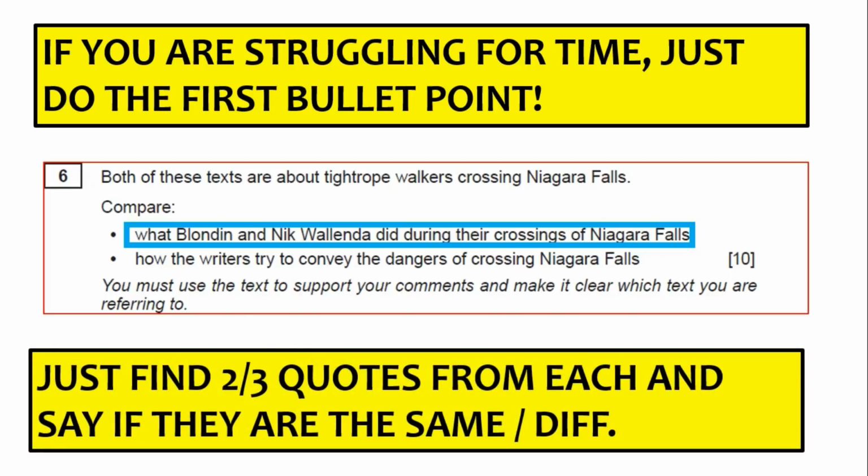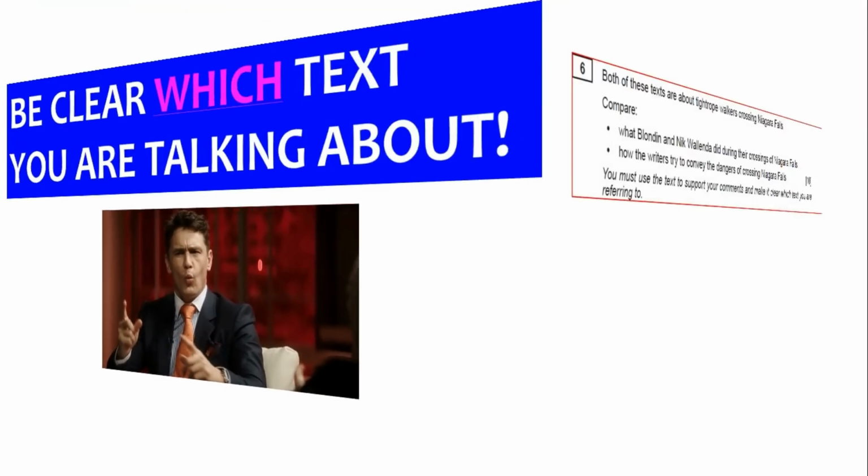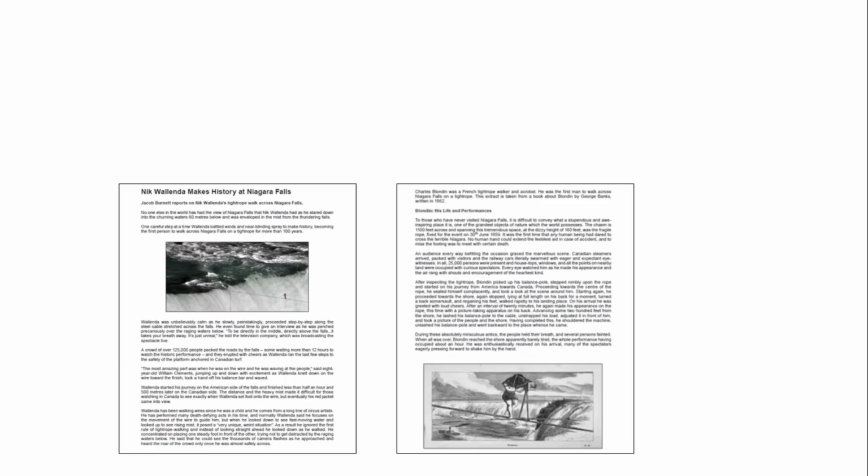Just find 2 or 3 quotes from each and say if they're the same or different. Obviously, if you've got the whole time, we want you to do both bullet points, but you could probably get at least 4 or 5 marks out of 10 just by doing the first bullet point. Be clear which text you're talking about. An easy way of doing this is to use the writers' names. If it's not obvious to the examiner who's marking it which text you're talking about, you're going to get a 0 out of 10. So you must be clear and use the writers' names.